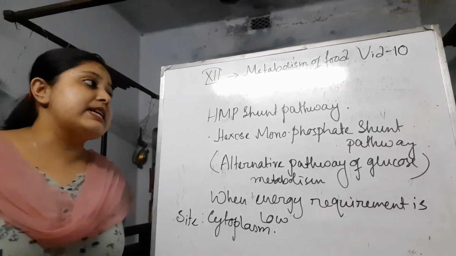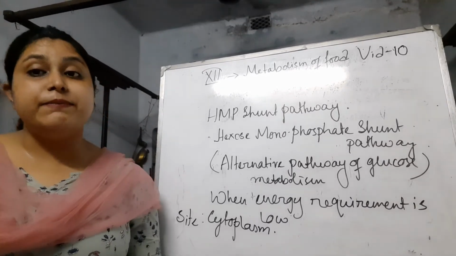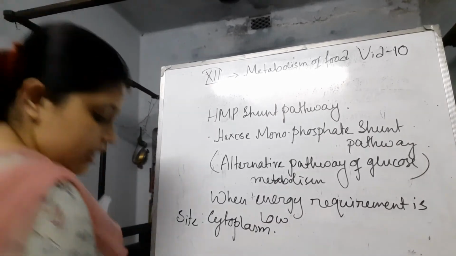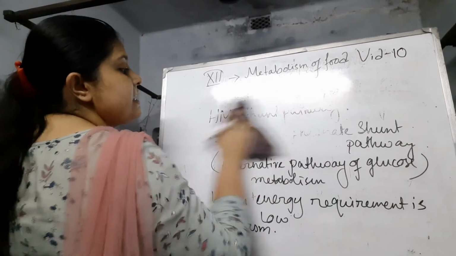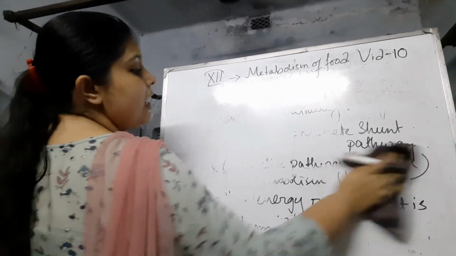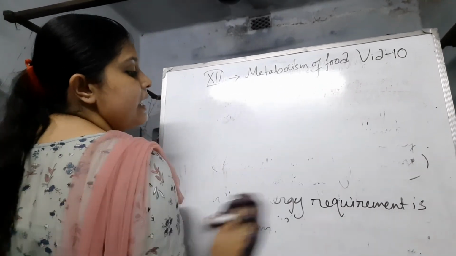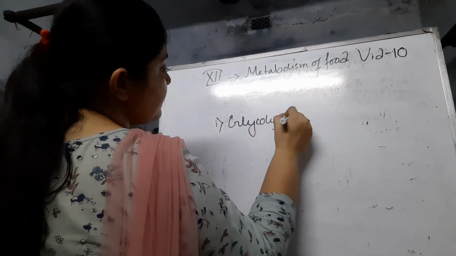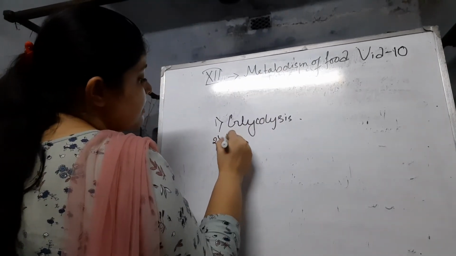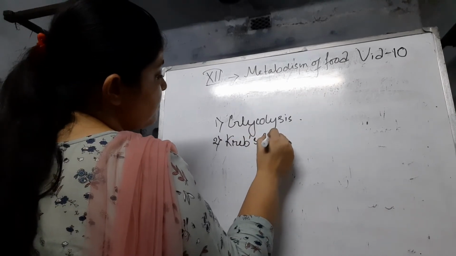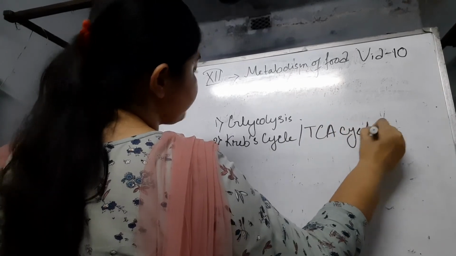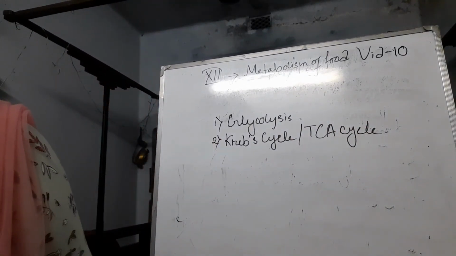With this hexose monophosphate shunt pathway, we are completing the full carbohydrate metabolism. Let's jot down the metabolism processes we learned here under carbohydrate metabolism. The first was glycolysis. The second was the Krebs cycle or TCA cycle.